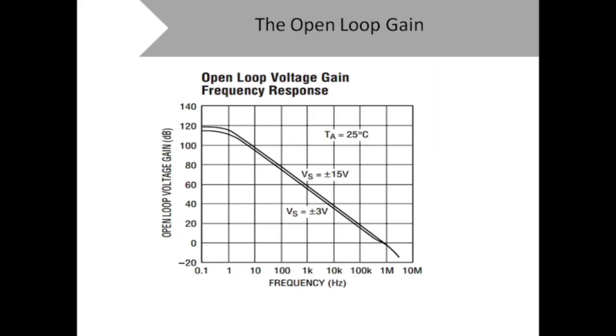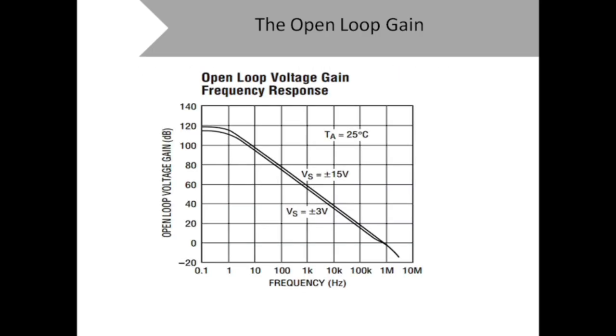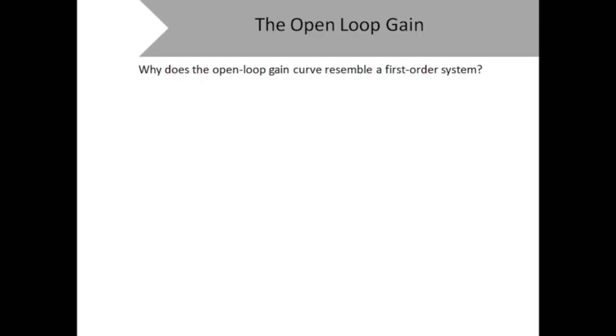At low frequencies, the gain has a very high value, typically around 116 decibels, but once it reaches the corner frequency, the gain begins to decrease at a predictable rate. In other words, the amplifier's gain is not constant across all frequencies, which is consistent with the behavior of any real-world electrical system. We may now ask, why does the open loop gain curve resemble a first-order system?